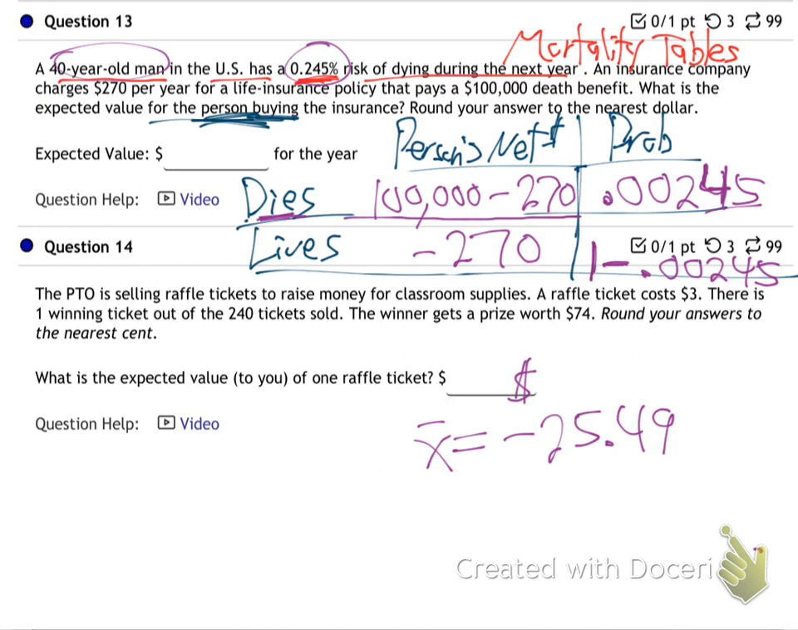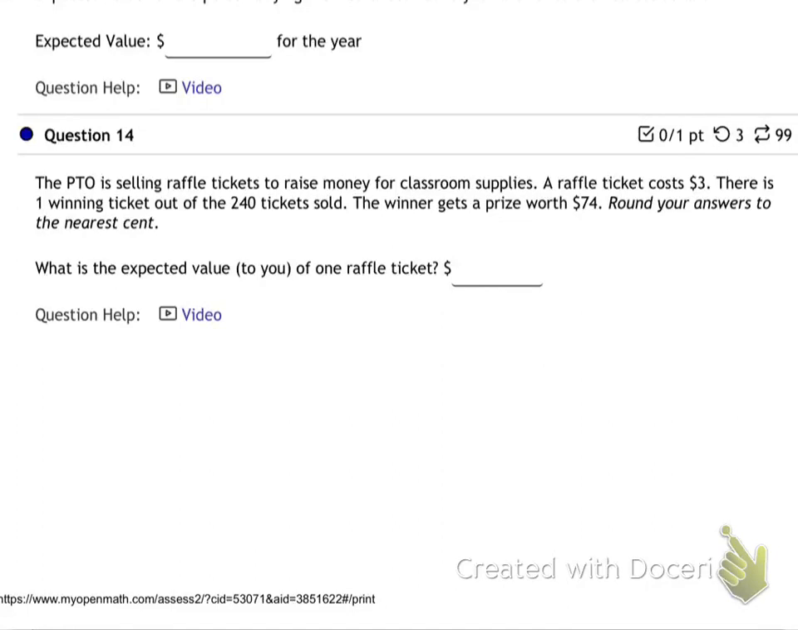Let's do one more. I'll move on quickly to the last one. It's a little different. The PTO is selling raffle tickets to raise money for classroom supplies. A raffle ticket costs $3. There's one winning ticket out of 240 tickets sold. The winner gets a prize worth $74. What is the expected value to you of one raffle ticket?